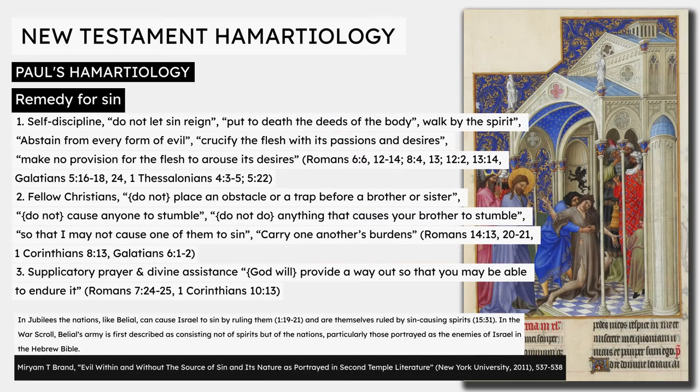Dr. Miriam Brand explains that in various Second Temple period texts, Gentile nations are identified as allied with and ruled by Belial and evil spirits. She notes that in the Book of Jubilees, the Gentile nations, quote, "are themselves ruled by sin-causing spirits," end quote, and that in the Qumran war scroll, quote, "Belial's army is first described as consisting not of spirits, but of the nations," end quote.